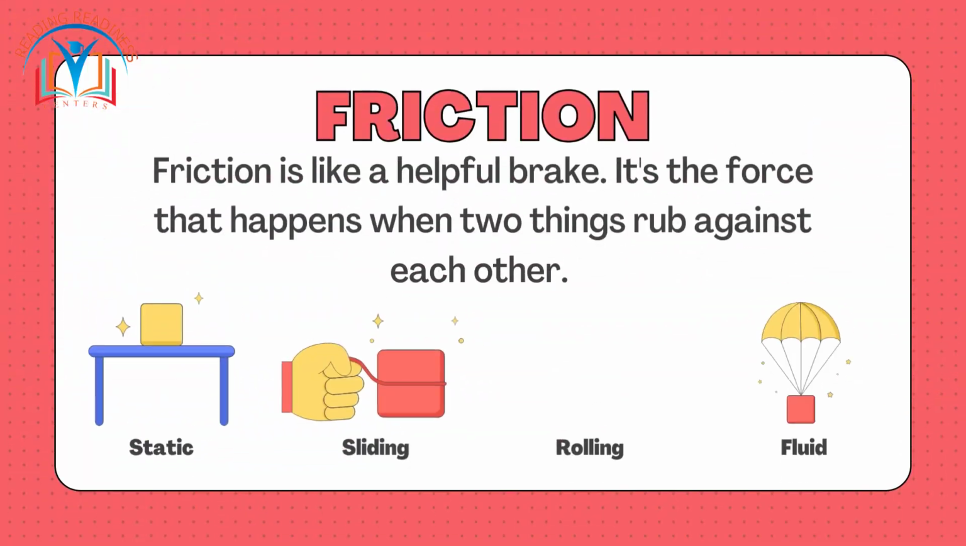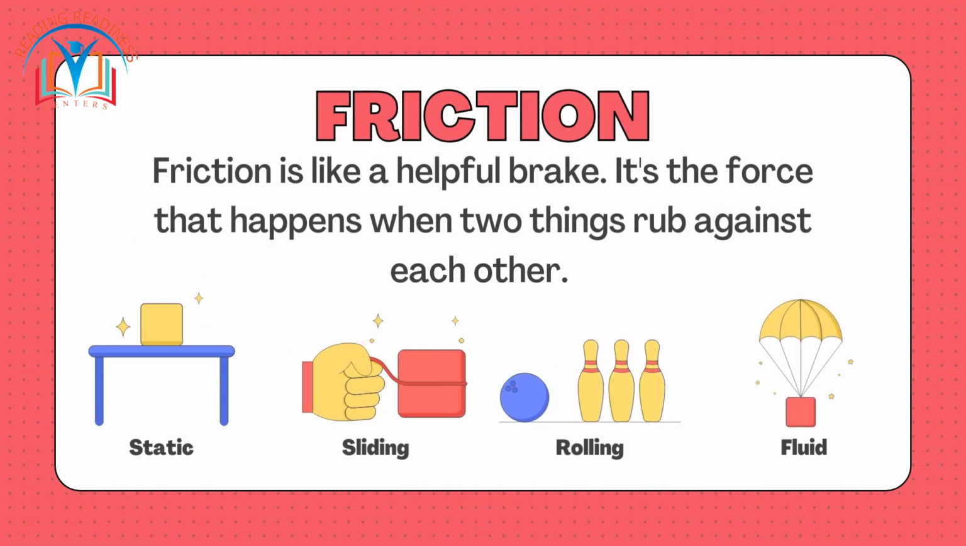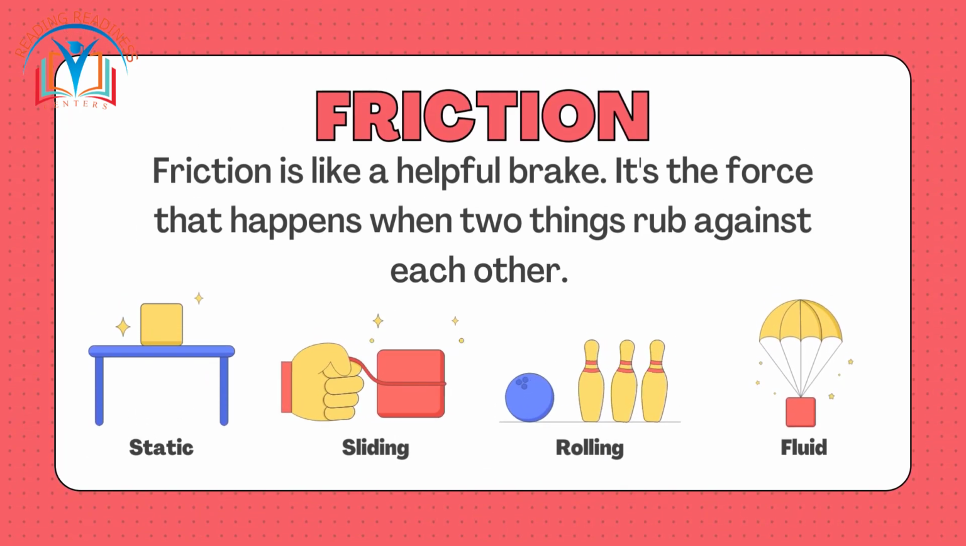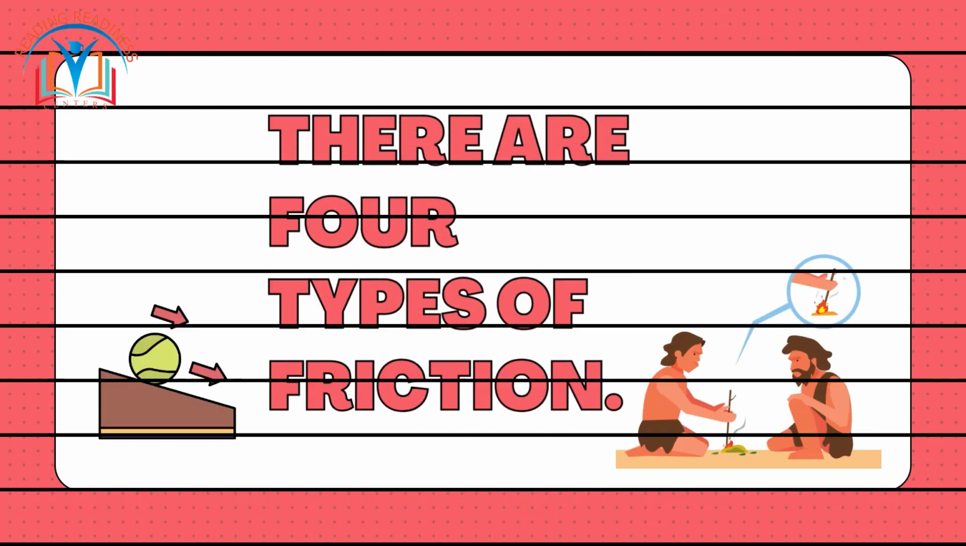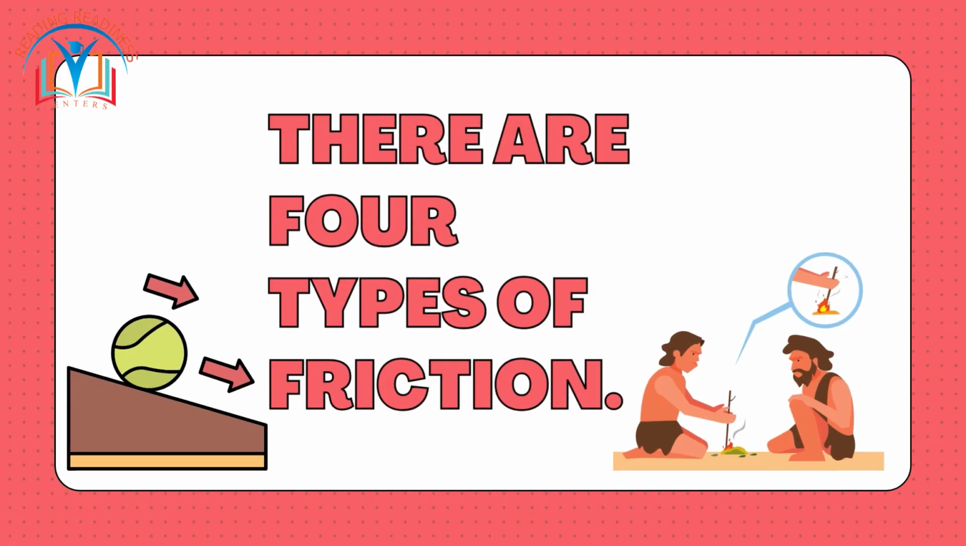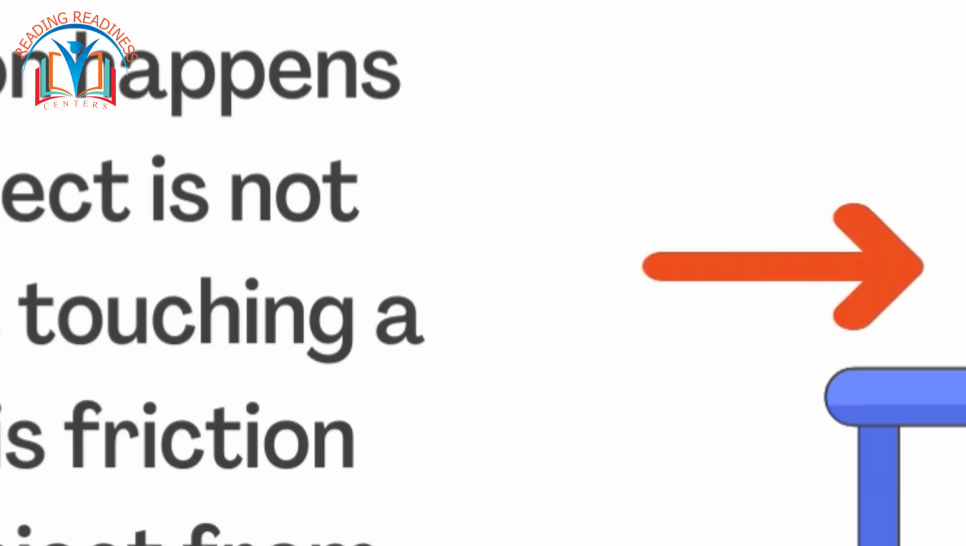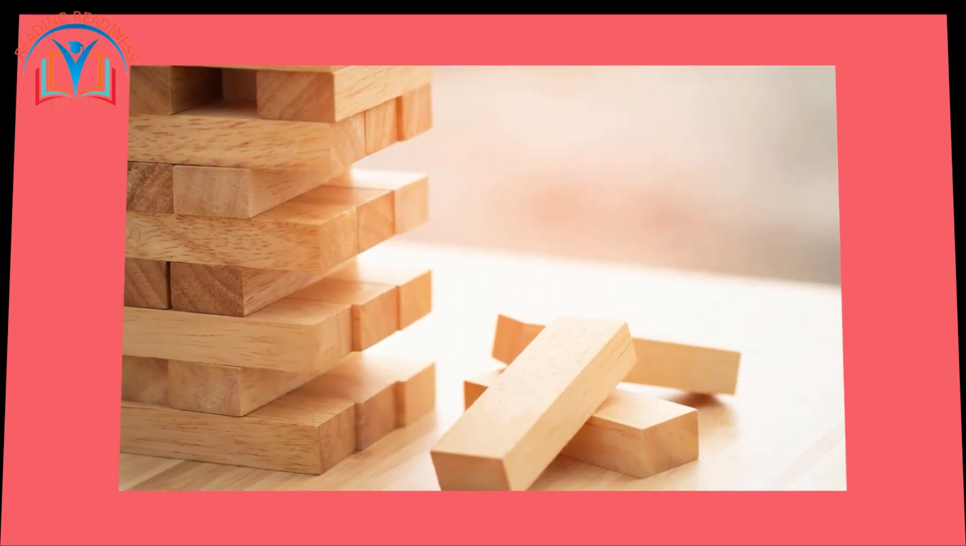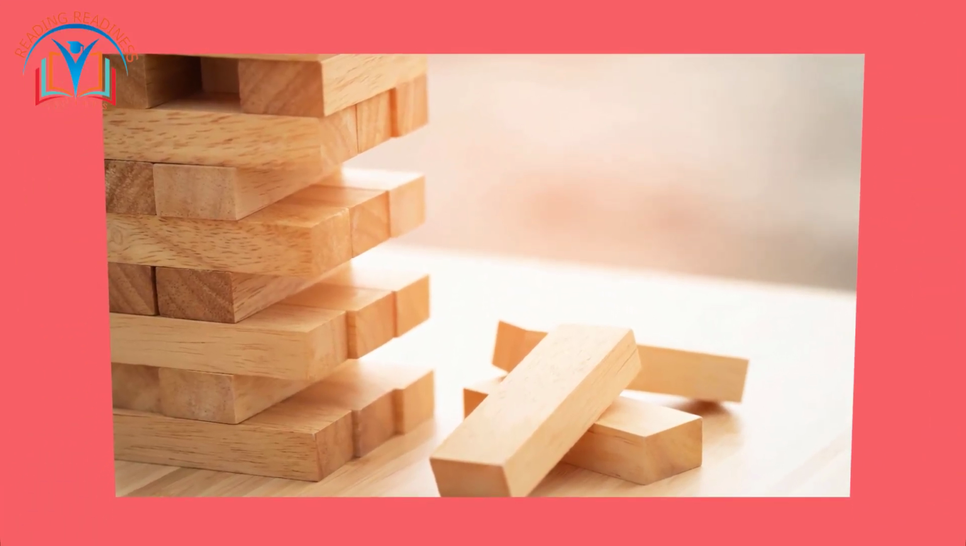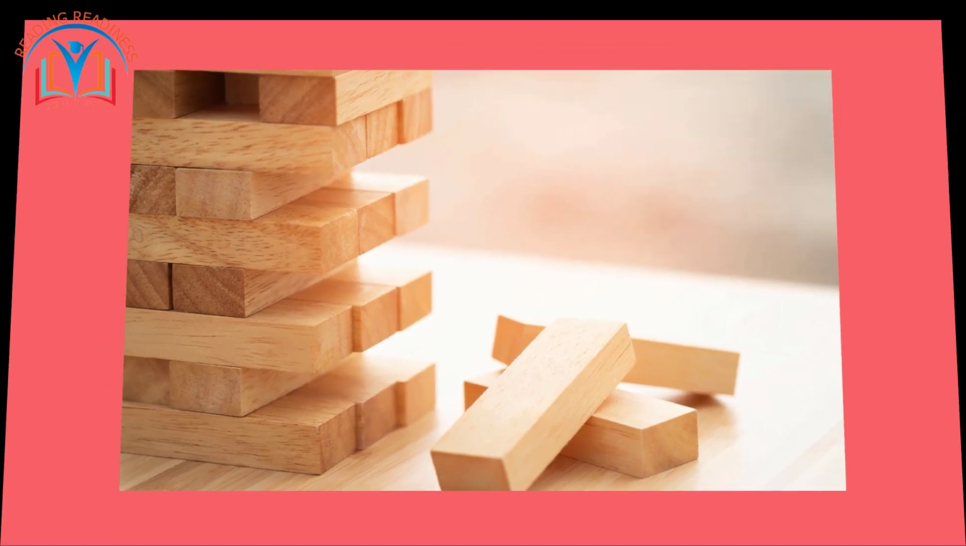Friction is like a helpful brake. It's the force that happens when two things rub against each other. There are four types of friction. Static friction. It happens when an object is not moving and is touching a surface. This friction keeps the object from sliding or moving on the surface it's resting on. For example, static friction is what keeps a block from sliding or moving on the table when it's not being pushed or pulled.